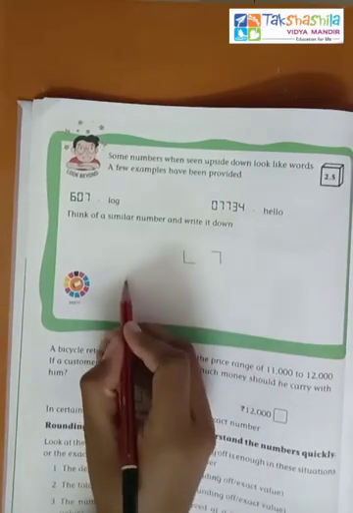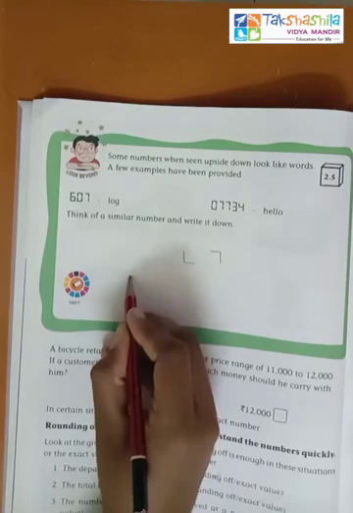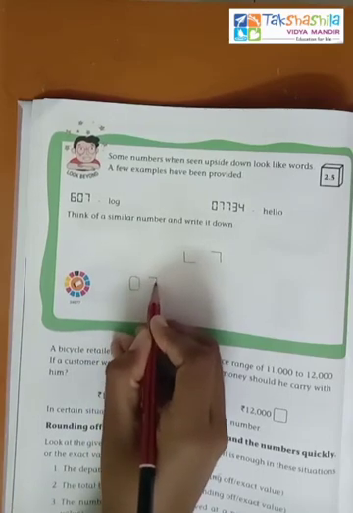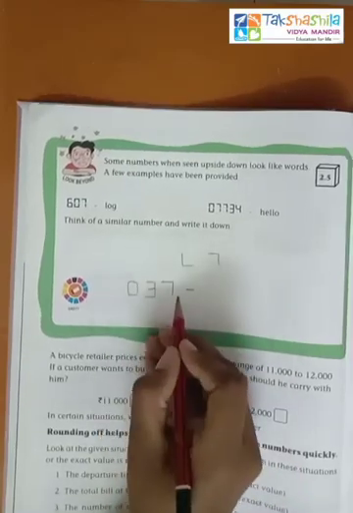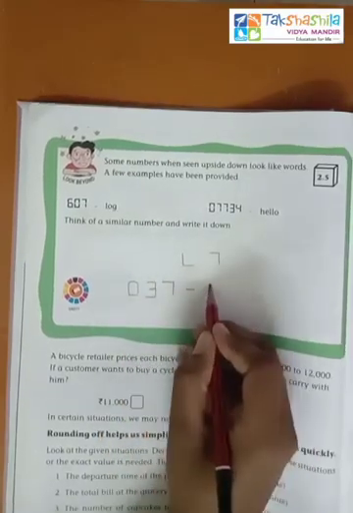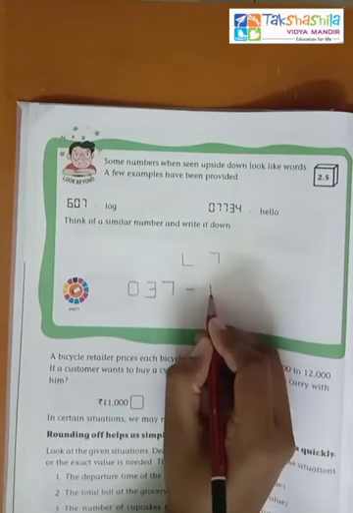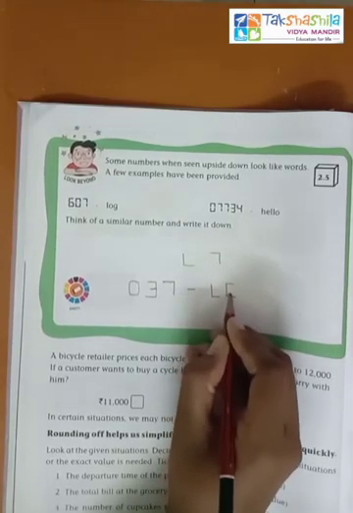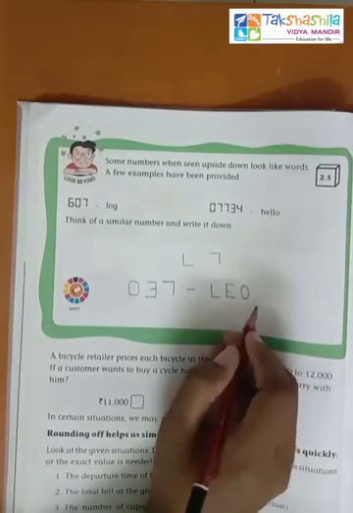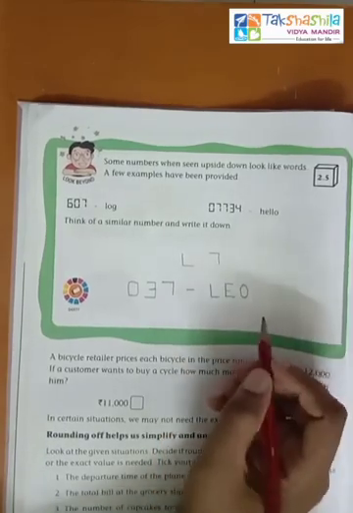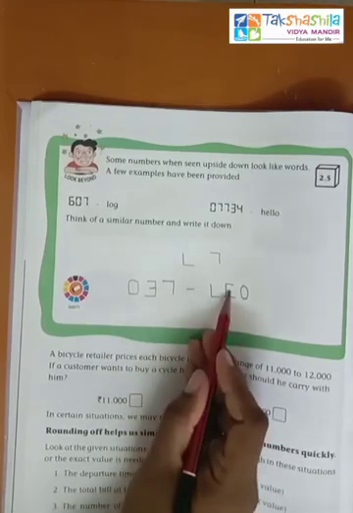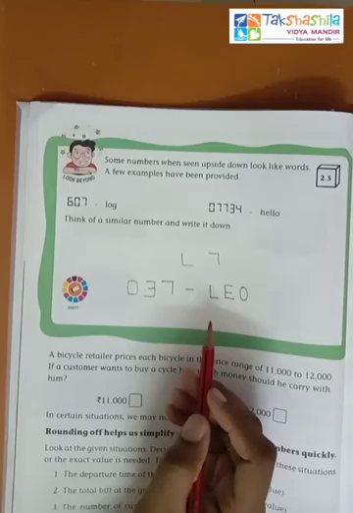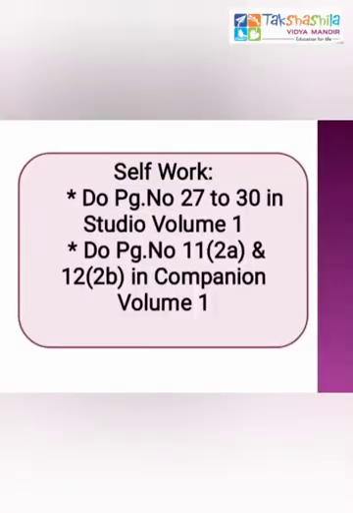Let me give an example for you. 0 3 7. Yes, so shall I turn this now? If I turn this upside down and see, the word formed is Leo. Very good. And I have done an example for you. You are going to form such words and show it to me in the next class. Do the self work and post the pictures in WhatsApp group.